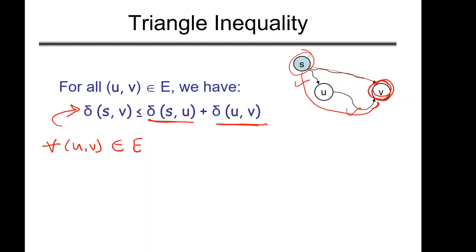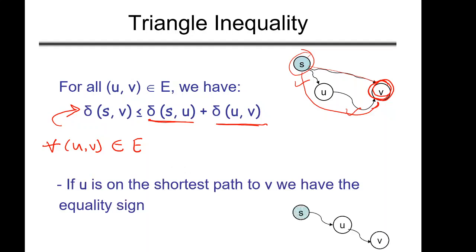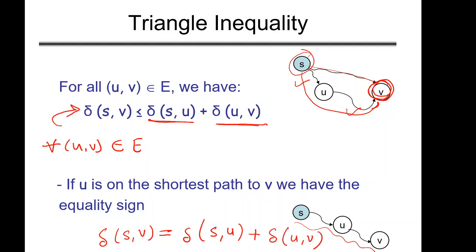How can we prove that? We can say a shortest path P from source S to vertex V has no more weight than any other path from S to V, because this is the shortest path. Now in which case are they equal? They are equal if U is on the shortest path to V. If U is on this path, then the shortest path from S to V is equal to the shortest path from S to U plus the shortest path from U to V. Otherwise, it is always less.